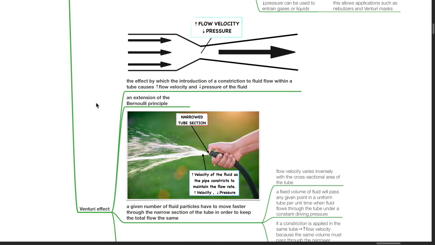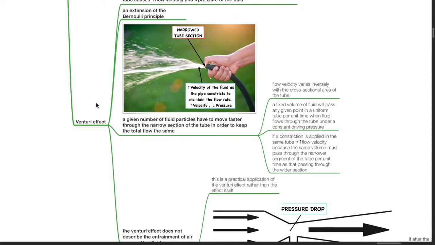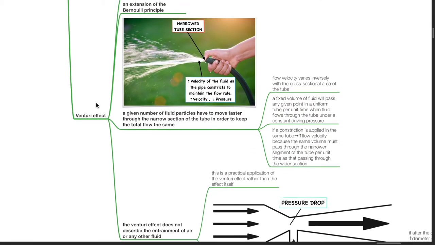The Venturi effect refers to the effect by which the introduction of a constriction to fluid flow within a tube causes increased flow velocity and reduction in the pressure of the fluid. This is an extension of the Bernoulli principle. A given number of fluid particles have to move faster through the narrow section of the tube in order to keep the total flow the same.